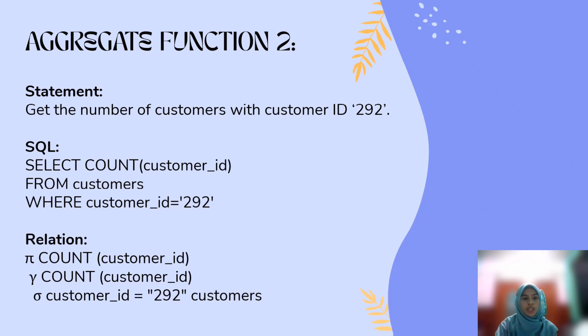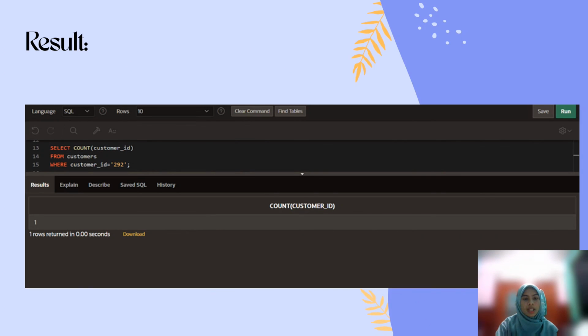Aggregate function 2, the statement gets the number of customers with the ID 292. The SQL is select count customer ID from the customers where the customer ID is 292, and customer ID 292 is only one.